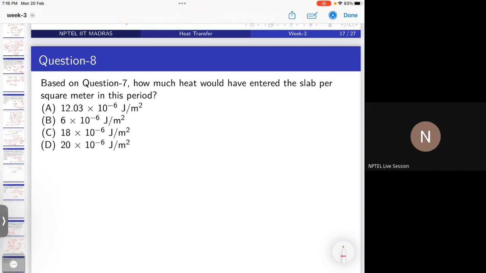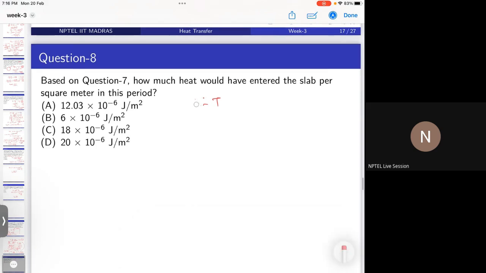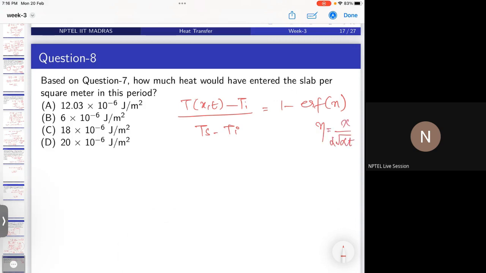For that we already have the temperature profile, that is T of x and t is equal to 1 minus error function of eta, where eta is equal to x divided by 2 root alpha t. To find out the heat transfer, we need to find out the heat flux at x is equal to 0, because heat is getting transferred from that left side face, right?